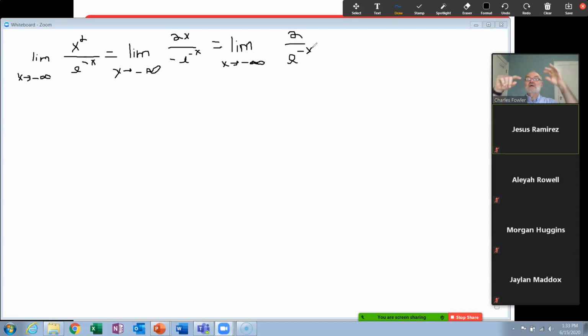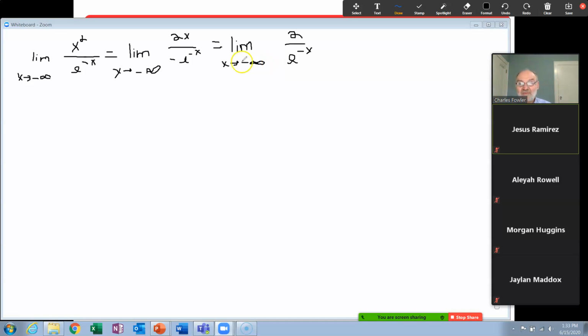Okay? Because when you take the derivative of this, you keep the minus sign. Derivative of e to the minus x is e to the minus x. But then you do chain rule and take the derivative of minus x, and that's another minus sign, and one minus sign cancels the other out and makes it positive. Okay, so it's e to the minus x.